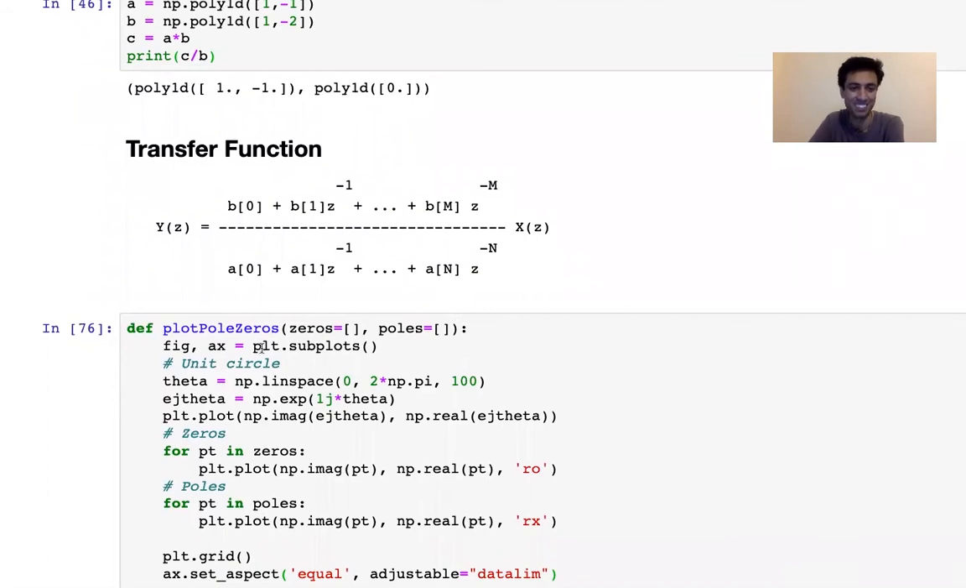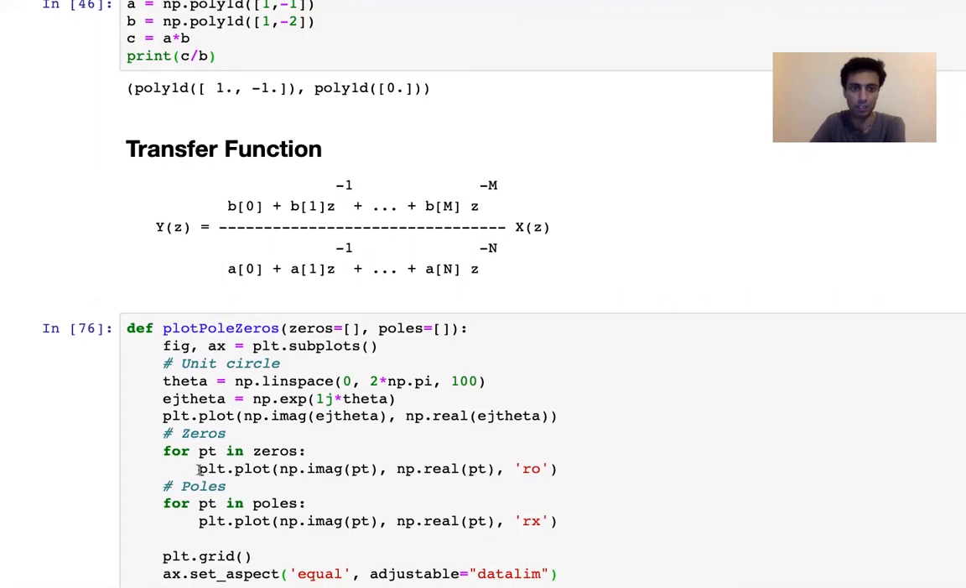I can't help this. Okay, so first is, given a transfer function, can I plot the pole zero diagram for this transfer function? I have written this function. You draw the unit circle first of all, and then you have to draw the zeros. So given the zeros and poles, I have to draw the pole zero diagram.